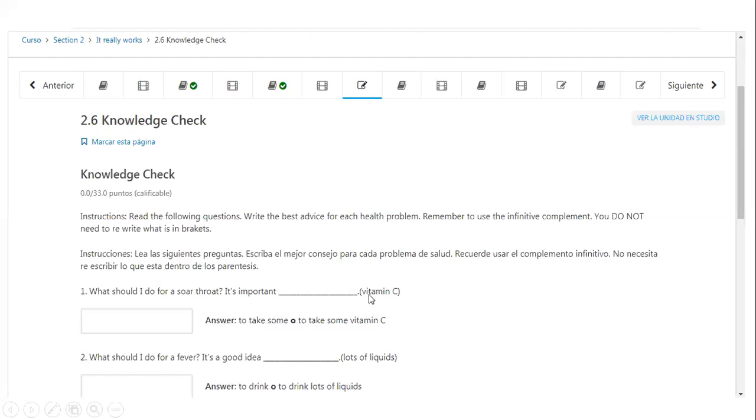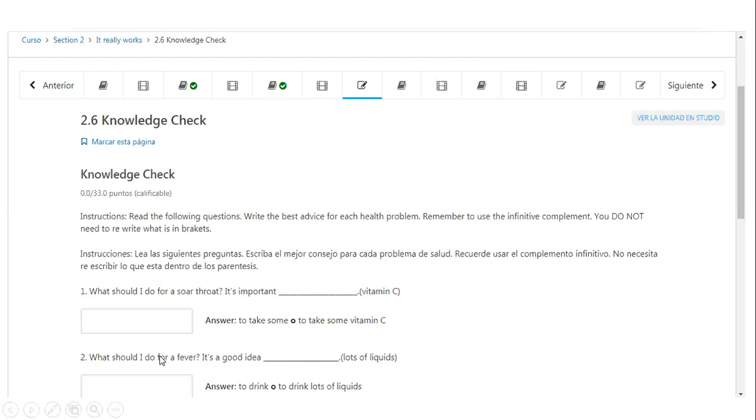Entonces, el infinitive complement es esto. To take some, lo puede escribir to take some o to take some vitamin C, right? To take some vitamin C. Puede escribirlo completo o puede escribir únicamente to take some.